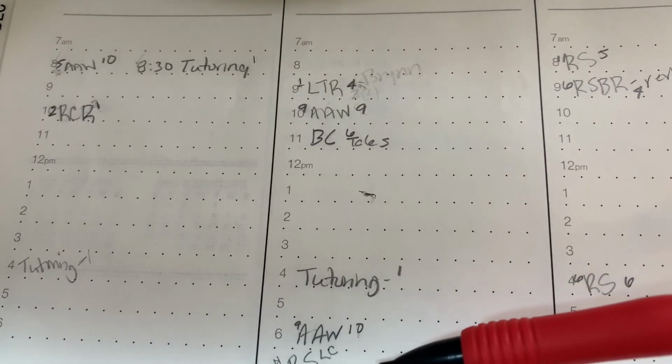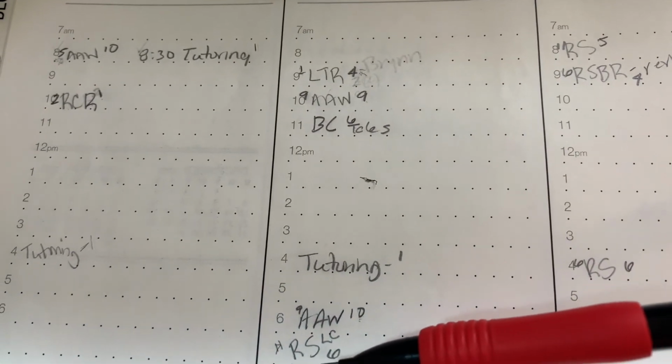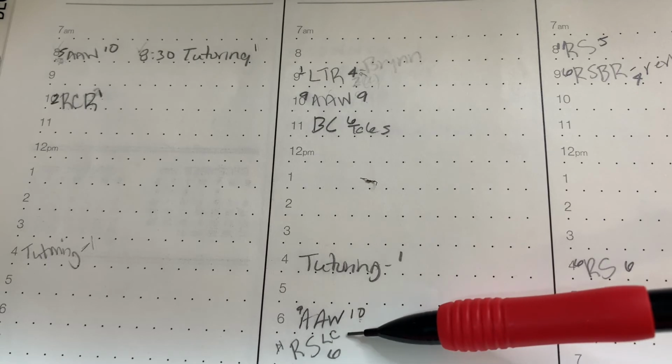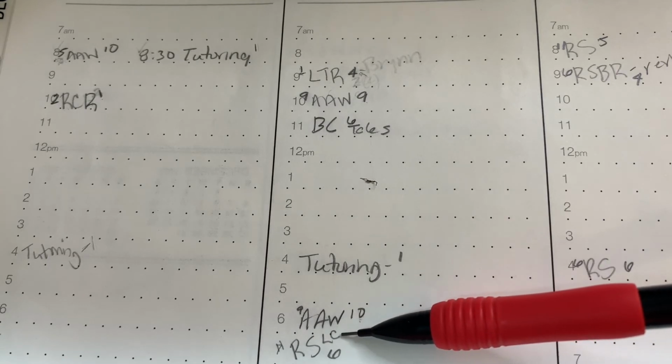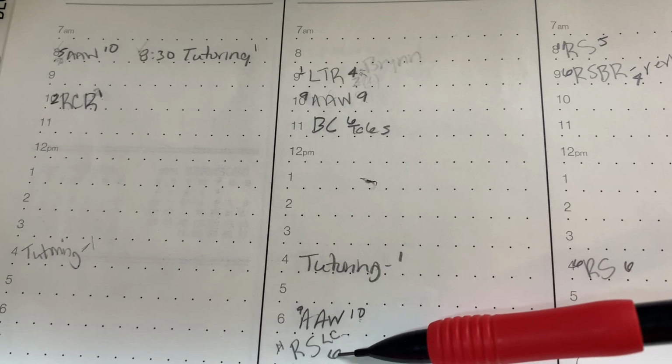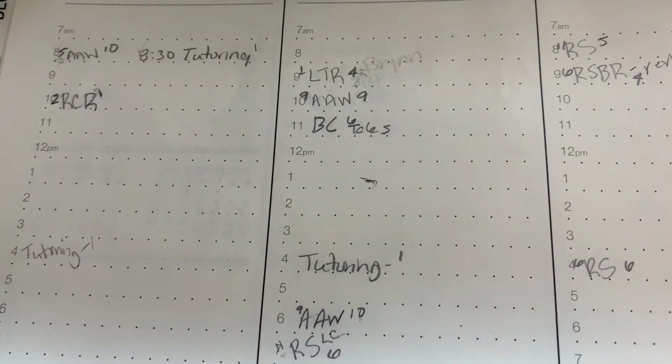And then the last one I have is another reading strategies class. This is LC, means it's our last class together. This class is an ongoing class that is ending. I have 6 students, 11 of these classes. All right, and it keeps going.